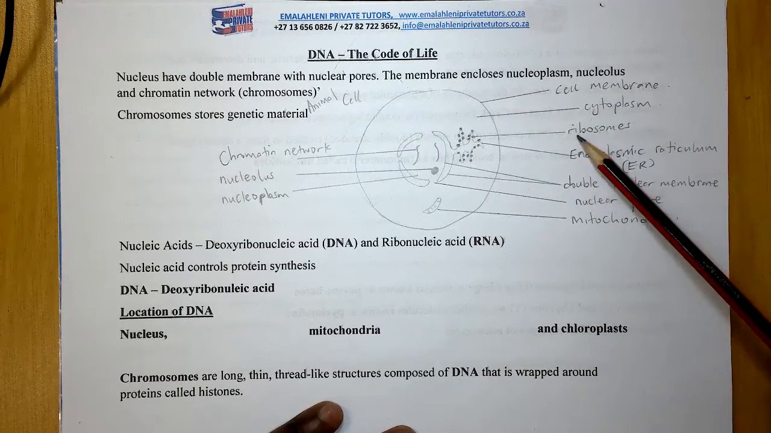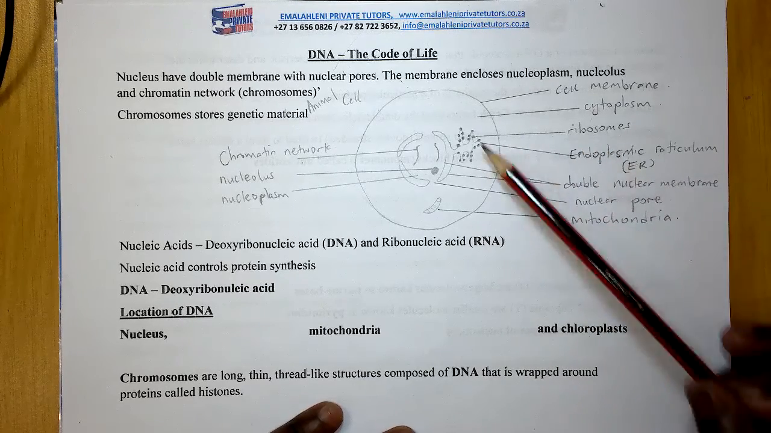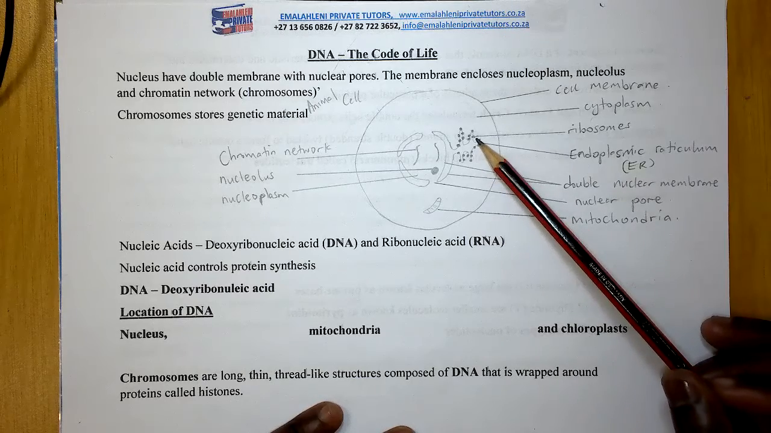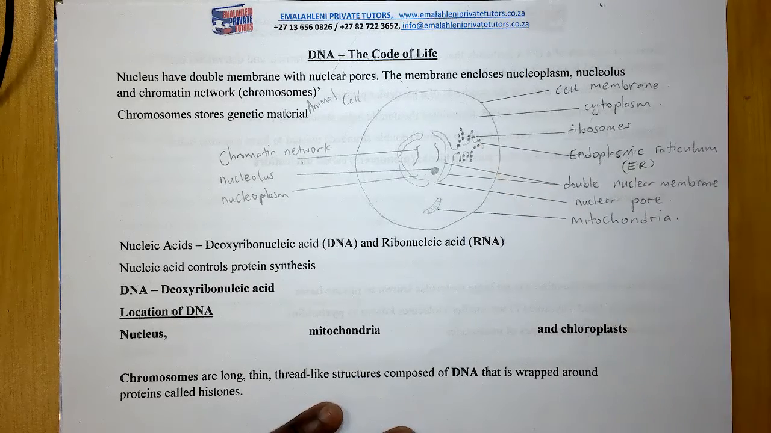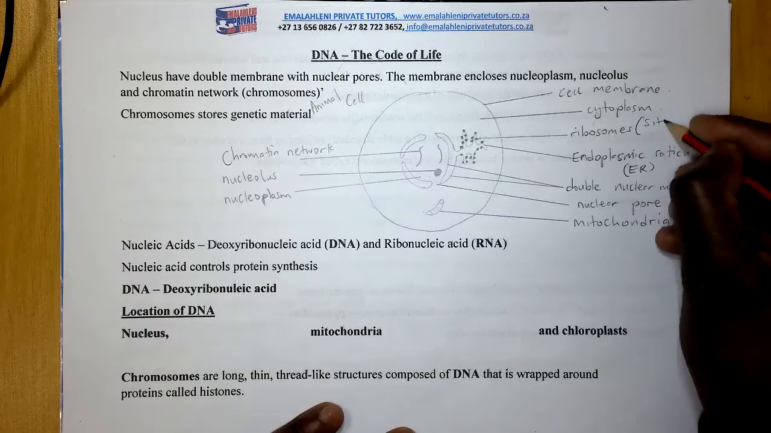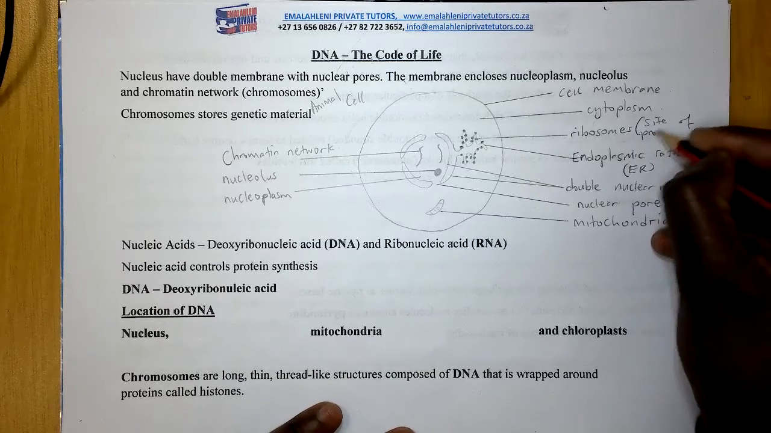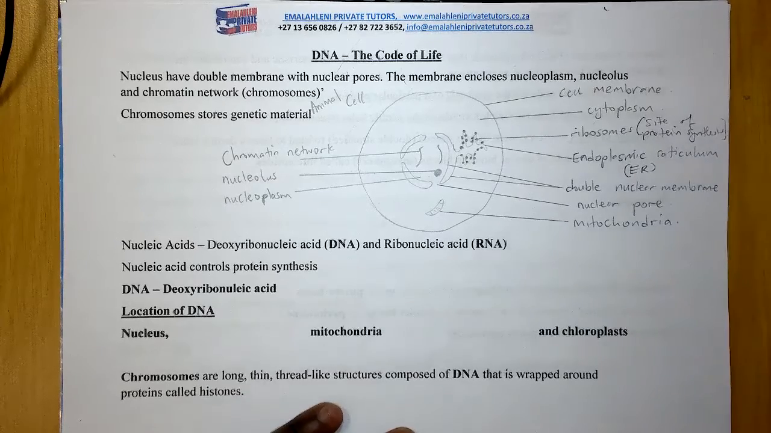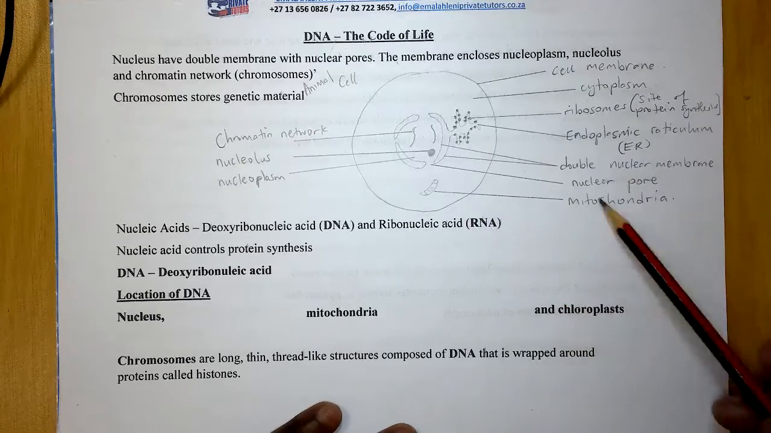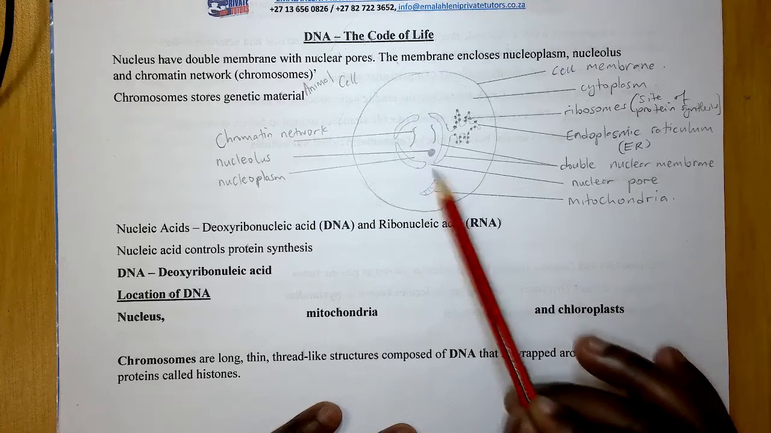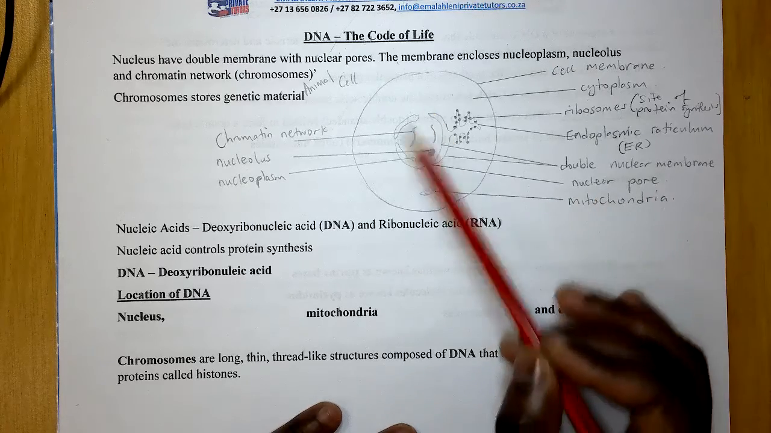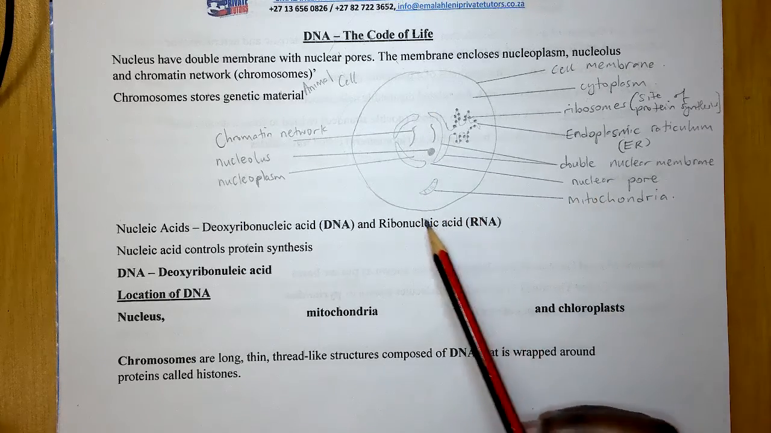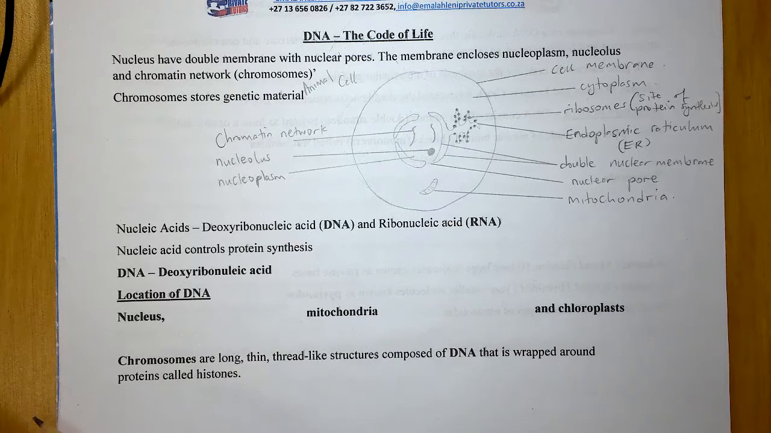Then we have the ribosomes. This is the endoplasmic reticulum, and with the ribosomes here, which is your site of protein synthesis. We're going to look into protein synthesis. Then we also have the mitochondria. We also have these pores, which we call nuclear pores, the openings on the nucleus, which are used as a passage for messenger RNA.